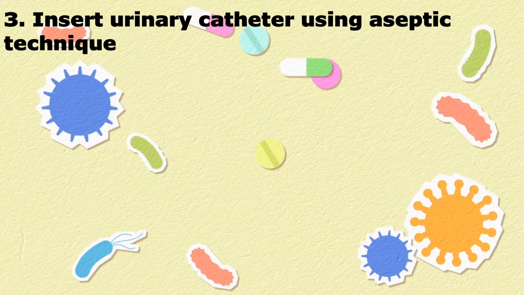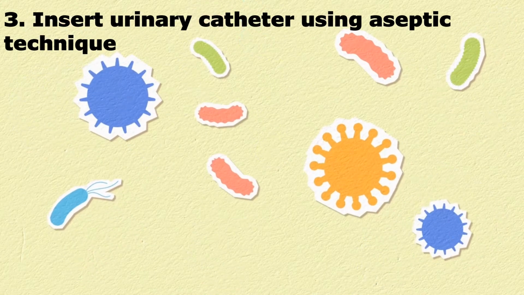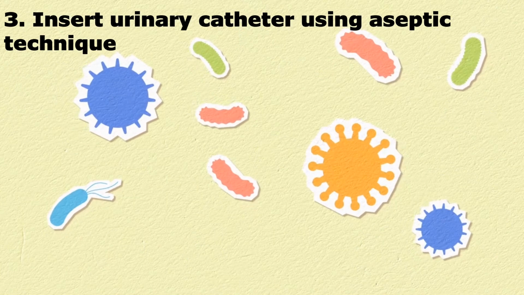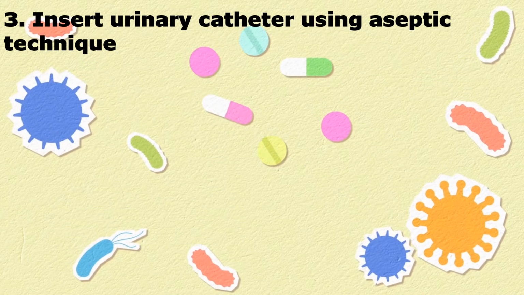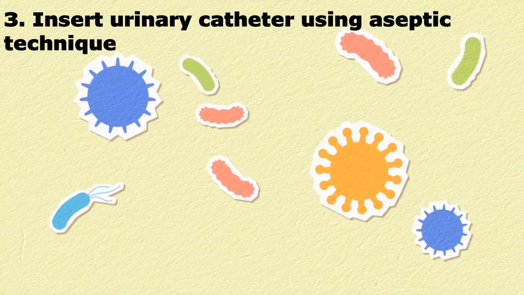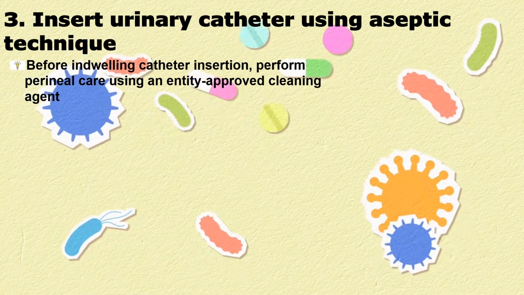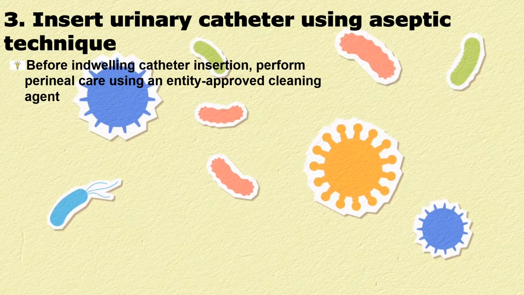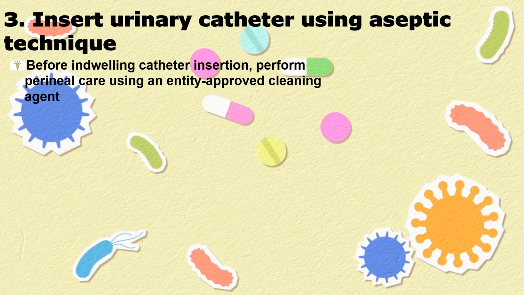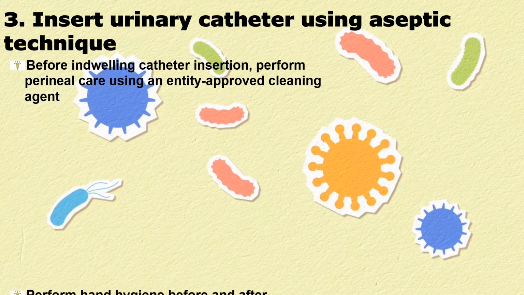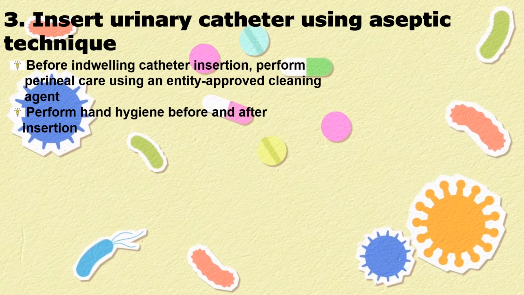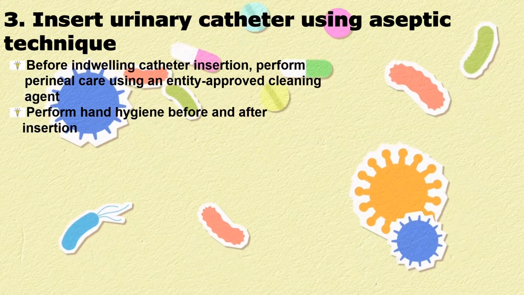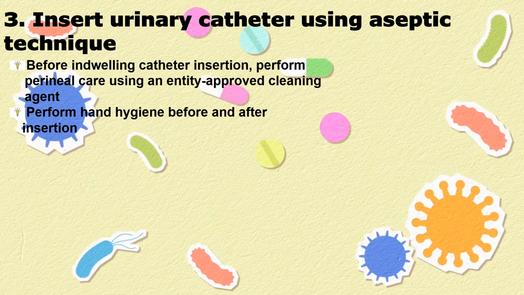The third element of the CAUTI prevention bundle involves inserting the urinary catheter using a sterile technique. To do this, we have to take the following steps. First, before indwelling catheter insertion, perform perineal care using an entity-approved cleaning agent. Next, we have to perform hand hygiene before and after urinary catheter insertion.